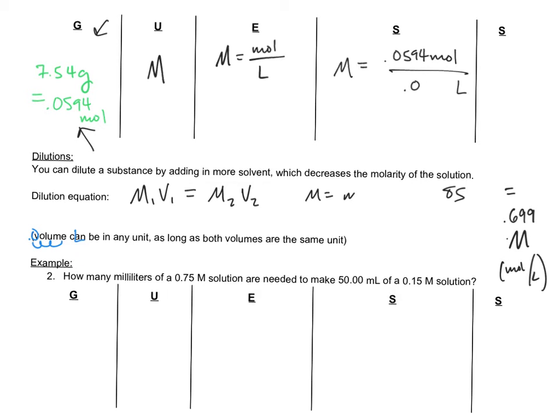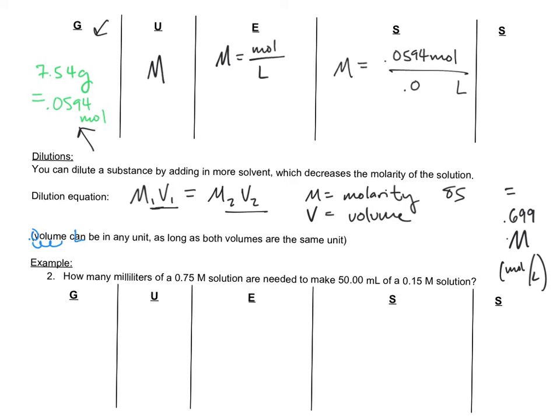M is molarity, which is moles per liter, and then V is volume. Now what's crazy here is that you can use any unit you want to for volume. You just got to have the same unit on both sides. So you could use milliliters and milliliters, you could use liters and liters, you could use gallons and gallons. You could use literally whatever unit you want, but it's got to be the same unit for both volumes. And as it did in gas laws, 1 represents before a change and 2 represents after a change.